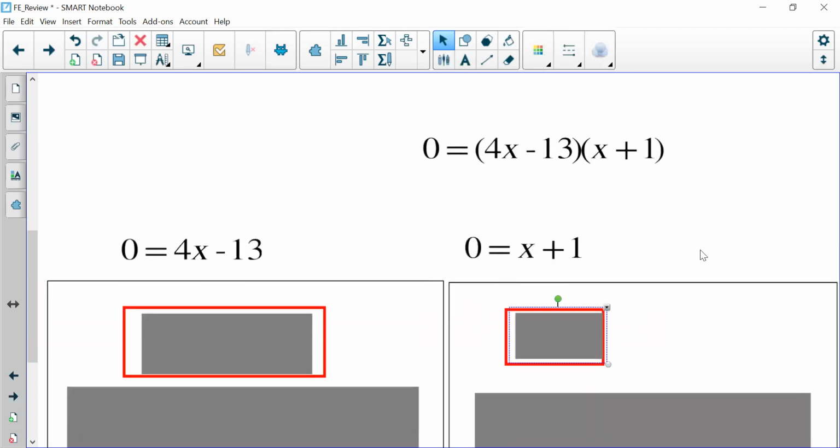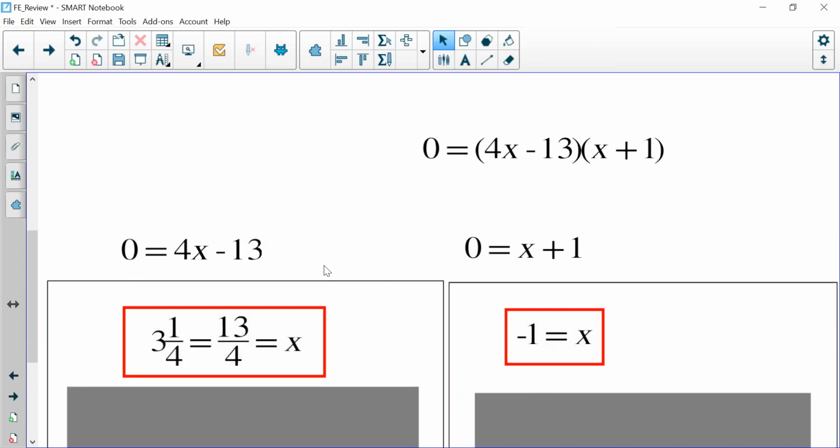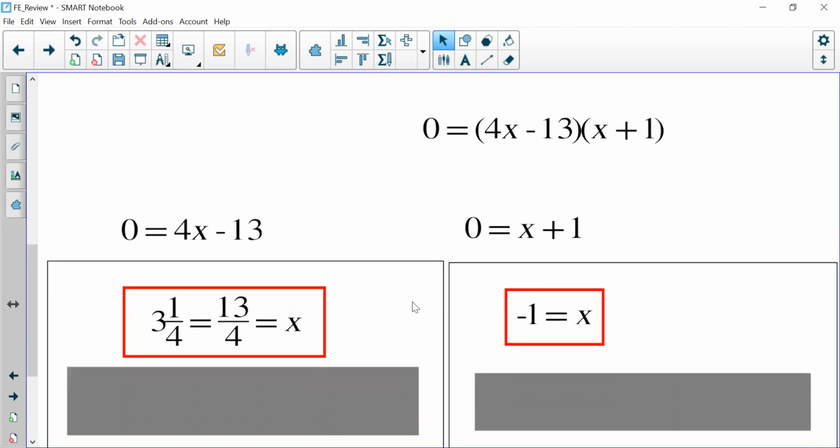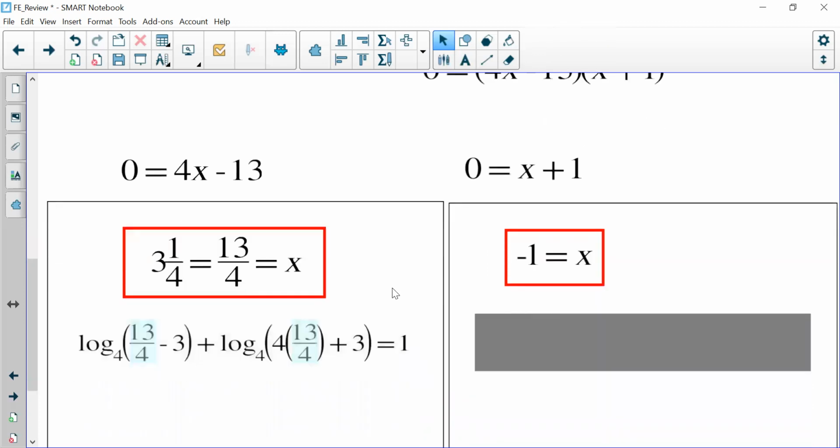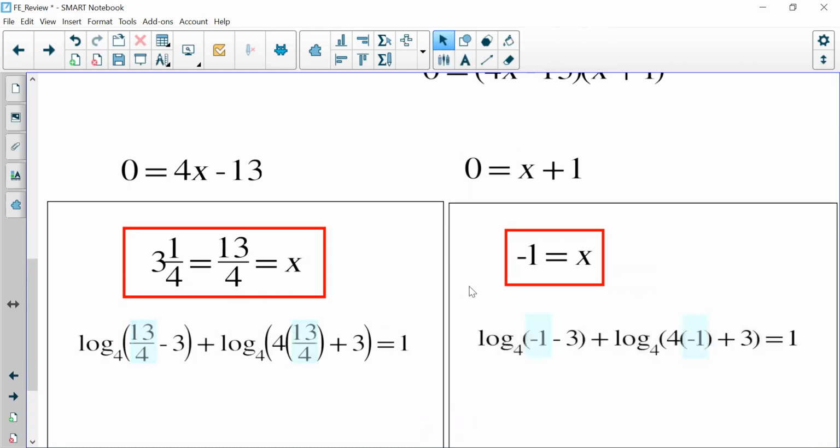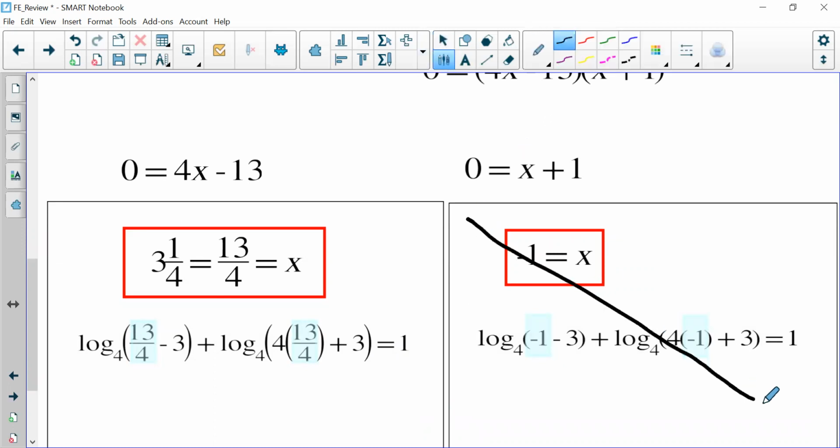You would get negative 1 as an answer. Again, nothing wrong with that. And you would get 13/4 as an answer. Nothing wrong with that. Or so we think right now. We have to check it in the original. When we plug in 13/4 into the original problem, do we end up with positives here? It can't even be 0. It has to be positive. Well, 13/4 minus 3 is positive 1/4. And 4 times 13/4, the 4's cancel out, leaving you with 13 plus 3, which is positive 16. So 13/4 is a winner. Negative 1, however, is not, because right away, negative 1 minus 3 is a loser. And you cannot take the log of a negative.